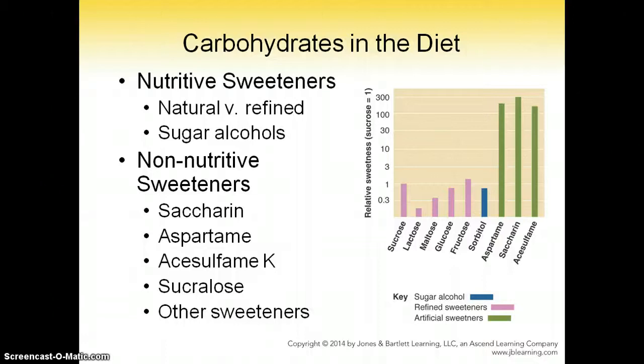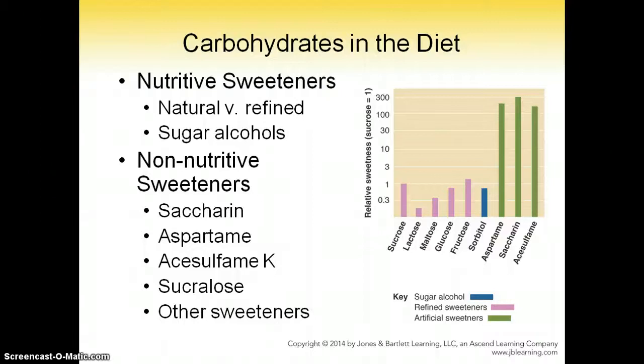Carbohydrates in the diet that are natural: honey from bees, maple syrup from trees. Those are both very sweet. They increase your blood sugar, but they are natural sources of the carbohydrates in the diet. They're made from photosynthesis, and that sun is that ultimate source of energy for our carbohydrates.